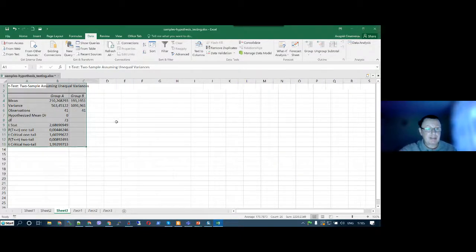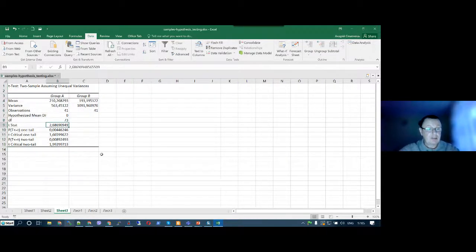So let's assume the result. We have test statistic 2.68, which is greater than the critical value. And we have a significance level far less than 5%. So again, we can conclude that we have to reject the null hypothesis in favor of the alternative.